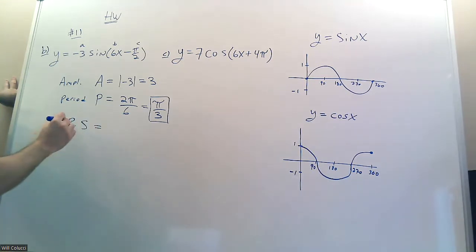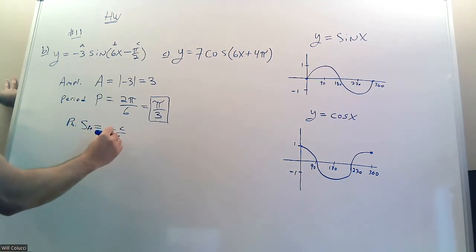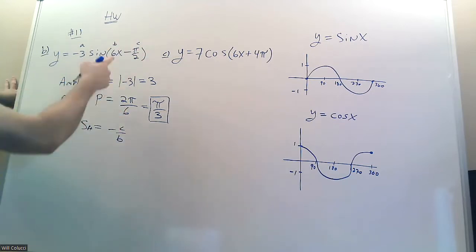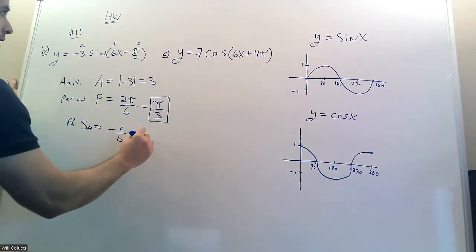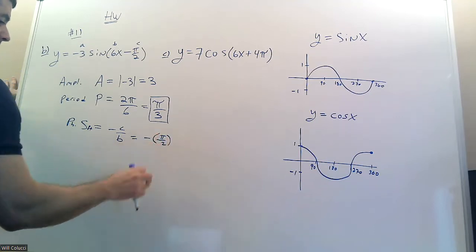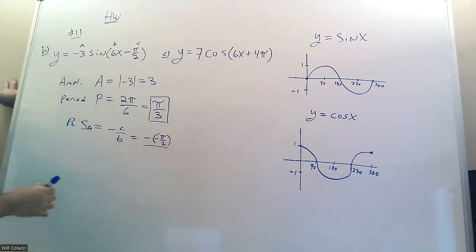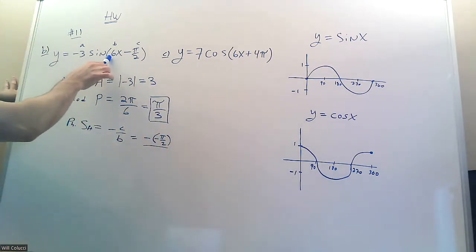I don't know what else to call phase shift. So the phase shift is -c over b. This is c. So you take the negative of that. I'm going to write it all out because this can be very tricky. So it's the negative of this divided by b.